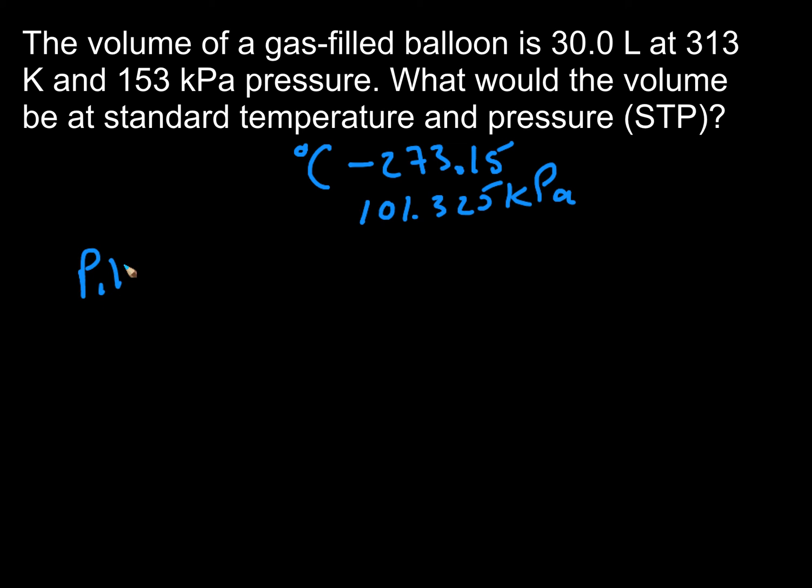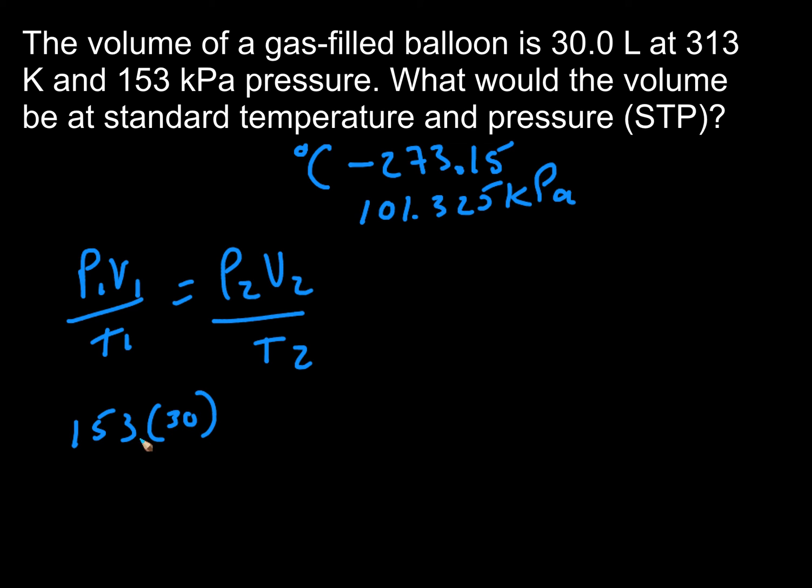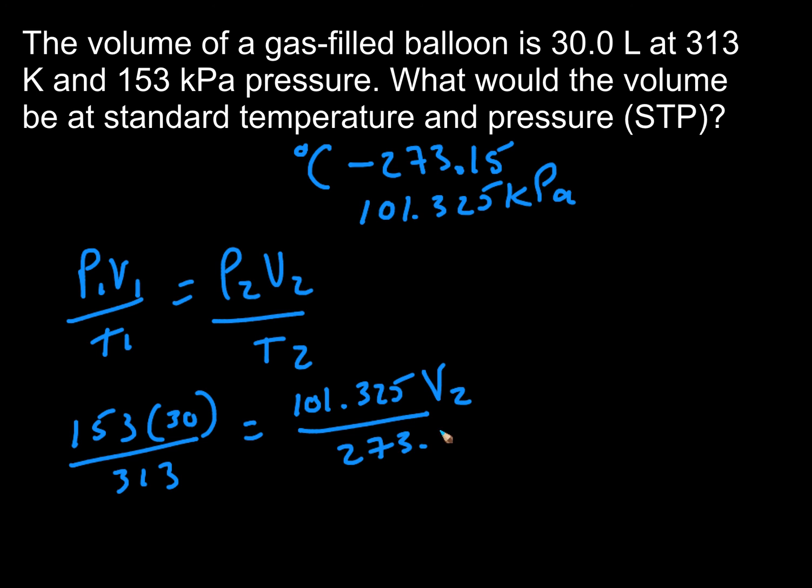So that's what we use since our other pressure is in kilopascals. So P1 times V1 over T1 equals P2 times V2 over T2. Our first pressure, 153, multiplied by 30 is all over 313. So pressure 2, we know, 101.325. So what would the volume be? So that's our variable V2, and our temperature is 273.15. So 273.15 times 153 times 30.